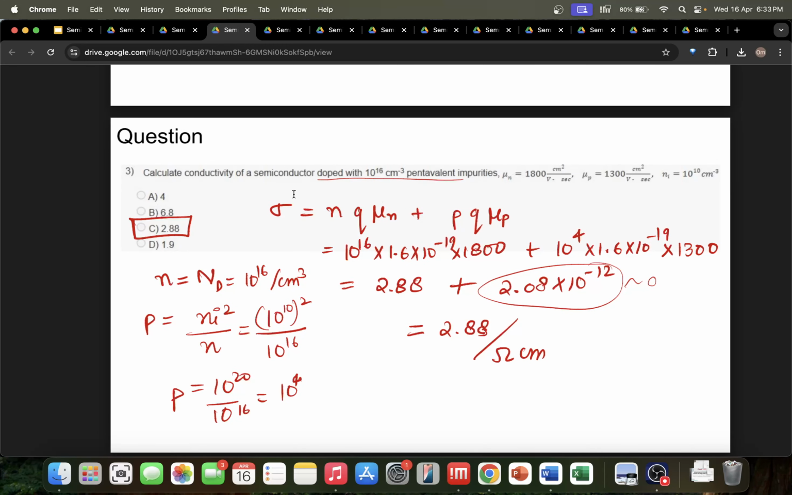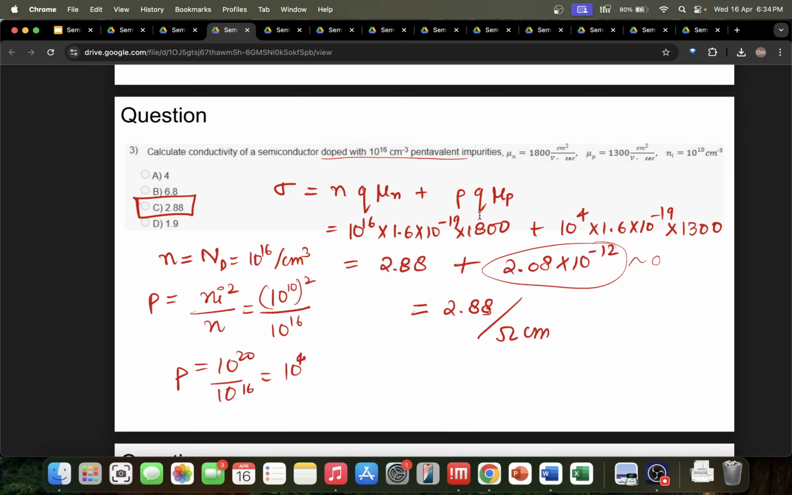Then we saw the relationship between the conductivity and mobility. Conductivity is sigma. Sigma is dependent on the carrier concentration and its mobility, mu. So for a semiconductor with both n-type and p-type carriers, it is nq mu n plus pq mu p. This is a very important relation that we should remember.